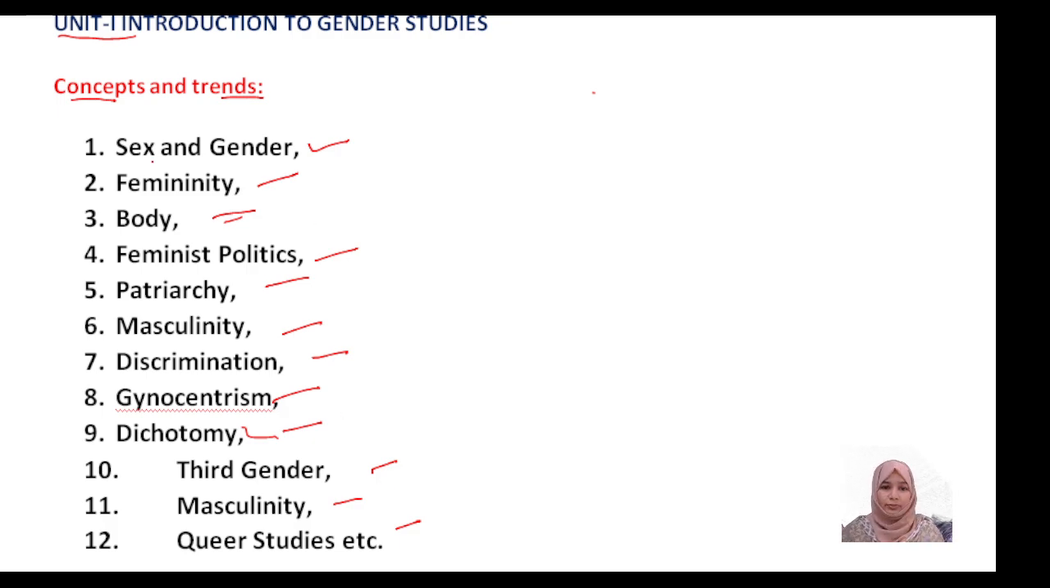We know about sex biologically, that could decide whether you are a male or a female. And femininity means the qualities which should be like a feminine, should be like a girl. If she behaves like a girl, she would be considered feminine. And the body means again biologically there will be some differences between male and female.